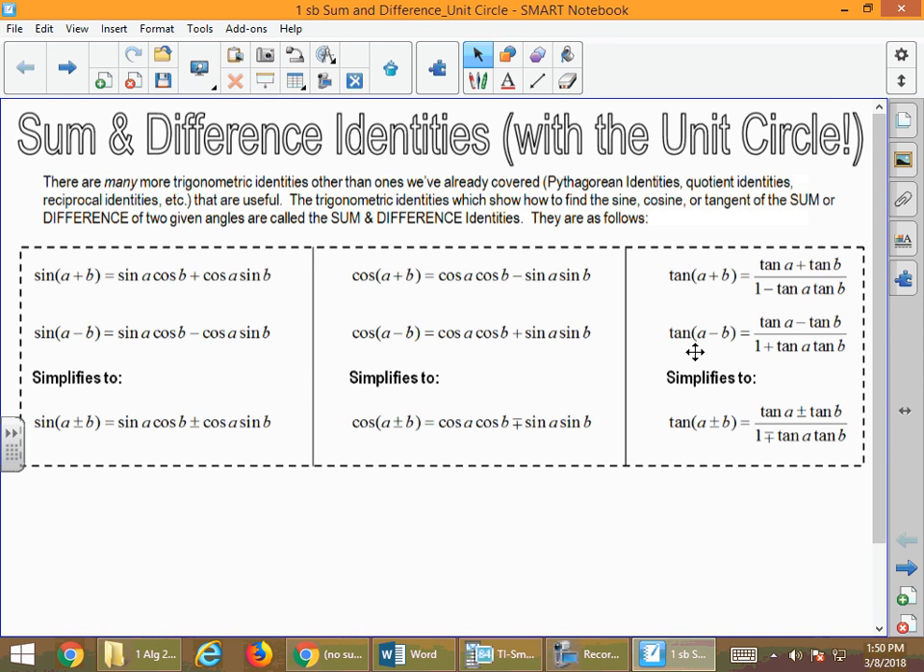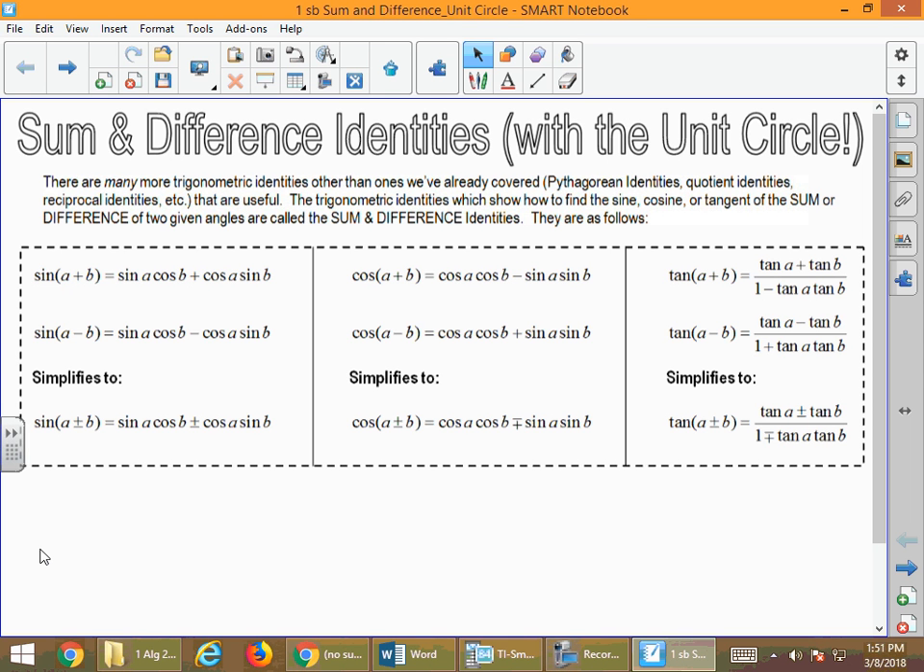Let's talk about sum and difference identities with the unit circle. There are a lot more identities than the Pythagorean identities, reciprocal identities, and quotient identities that we've been using. These trigonometric identities show how to find the sine, cosine, or tangent of the sum or difference of two angles. So when we add two angles together or subtract two angles. And here they are. Here's what the sum and difference identities are.